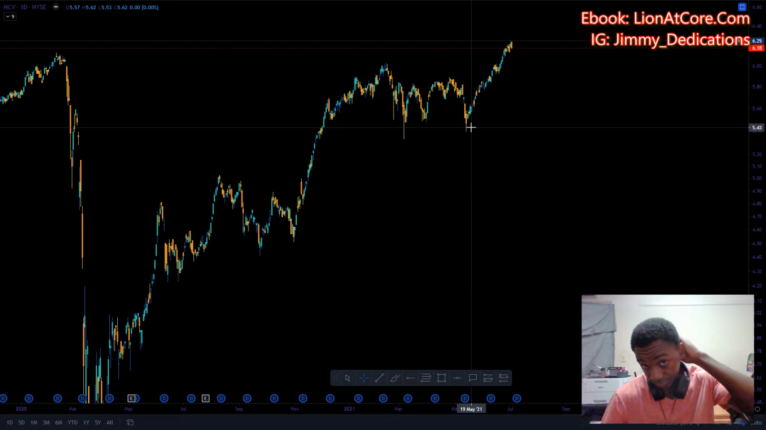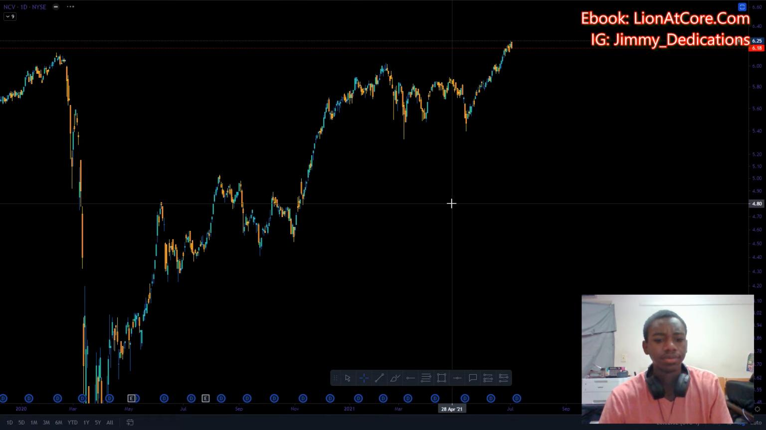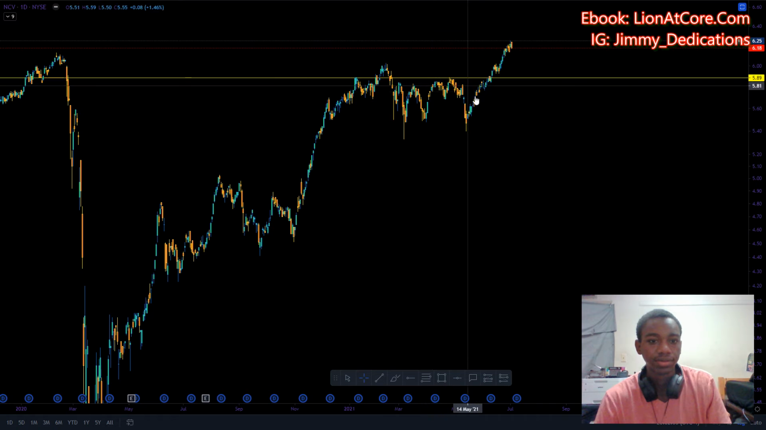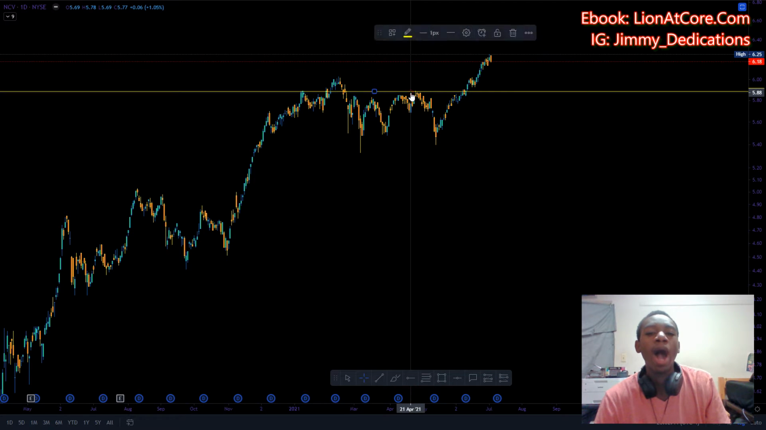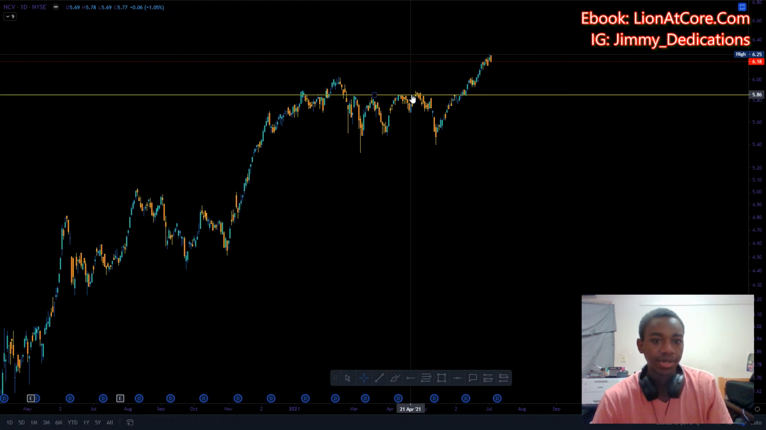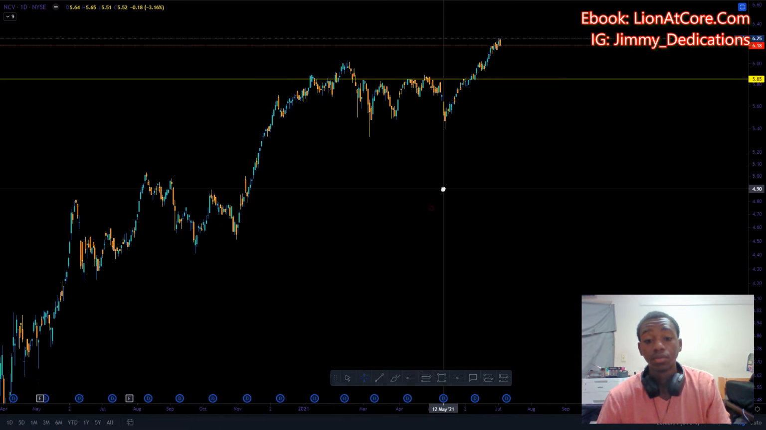For this right here, is this the last one? Yeah, this is the last one. Look how it broke out of that resistance right here. Price couldn't get above this level, right? Boom. Price couldn't close above this level till it closed above right here. Once it did close above this level, it ran up.